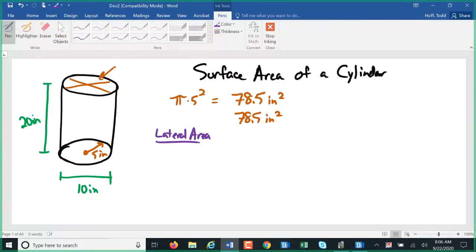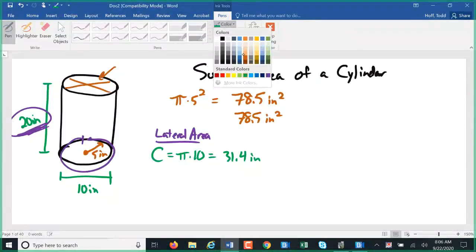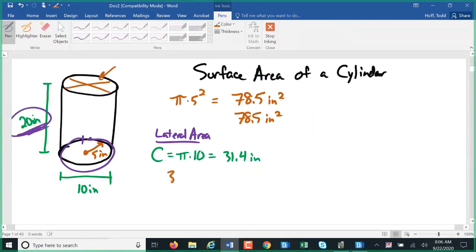The height of this rectangle is still just the height of that cylinder. The length of the rectangle is the distance around the circle, or the perimeter, the circumference of that circle. So to find that rectangle, we first find the circumference of that circle, which is pi times 10. Remember, it's pi times diameter. That's 31.4 inches. So the area of that rectangle is 31.4 inches times that height of 20 inches, giving us 628 square inches.